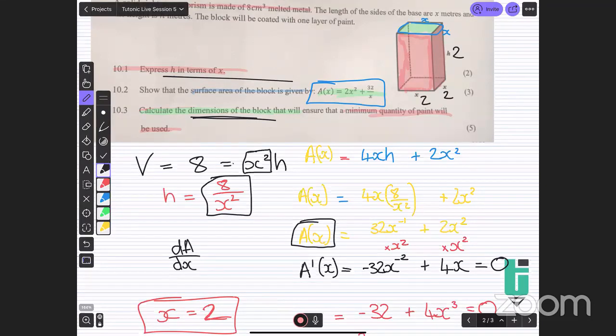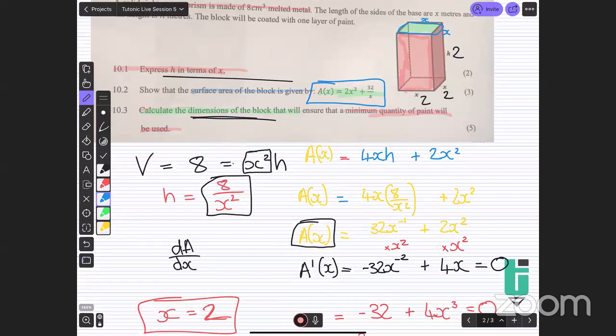What does that mean? It's a square prism. It's a cube. How cool is that? It's a cube, guys.